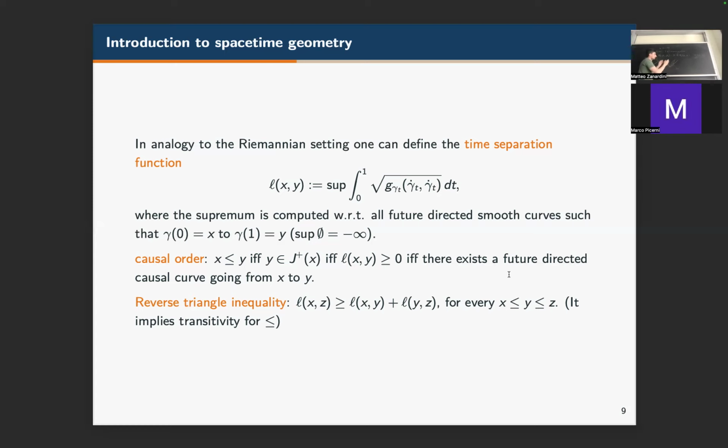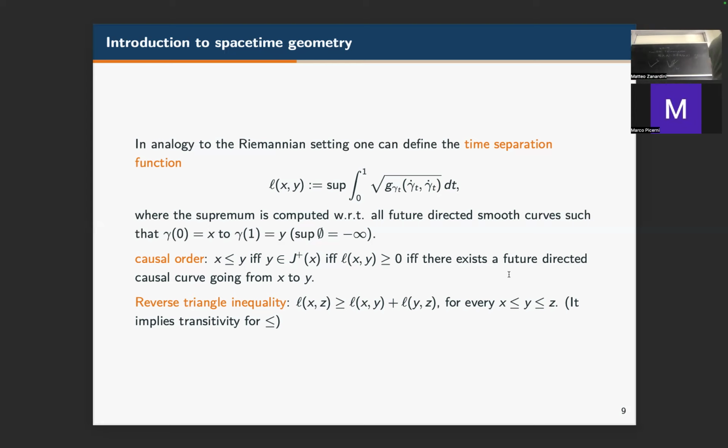The picture you should have in mind is a future-directed cone that points out of x, with points that are joined, or can be joined, via these kinds of curves. Since now we are considering a supremum problem instead of an infimum one, we don't get a triangular inequality, but a reversed inequality, just because it's a supremum instead of an infimum. This is the so-called reverse triangular inequality.